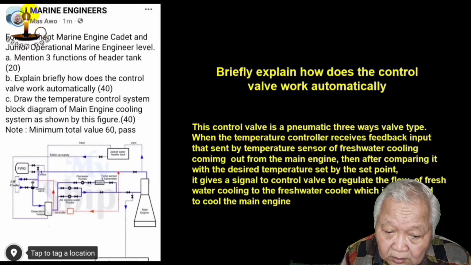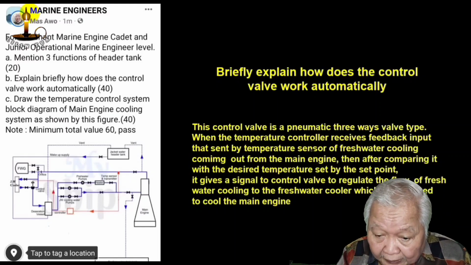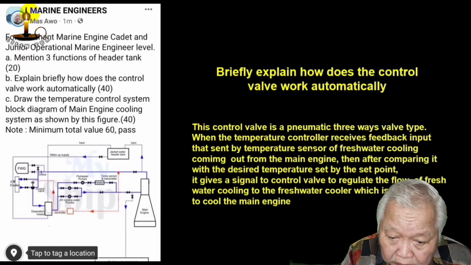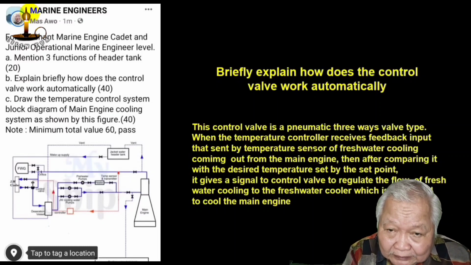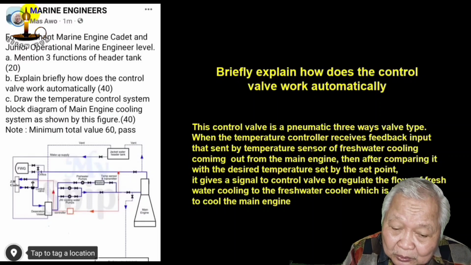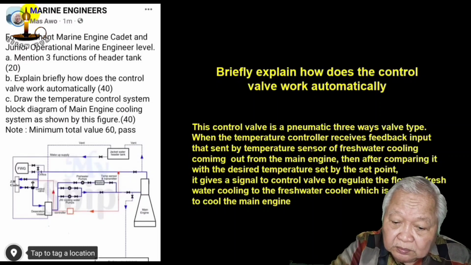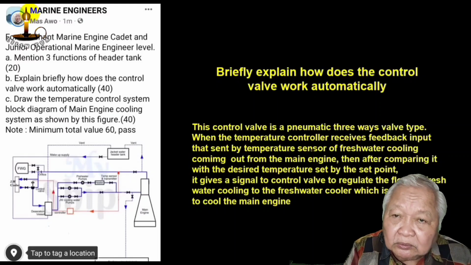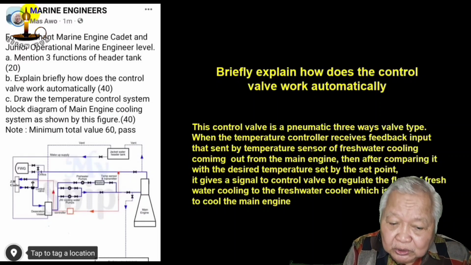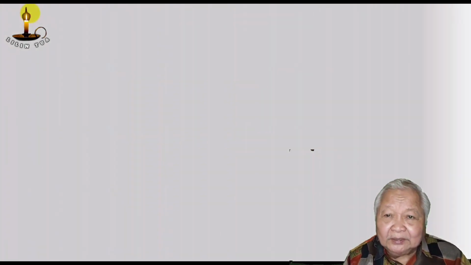Again, after comparing the value between input feedback sensed by the temperature sensor of water cooling coming out from the main engine and the value of the set point, the desired value, it gives a signal to the control valve to regulate the flow of freshwater cooling to the freshwater cooler, which is then used to cool the main engine. Okay?